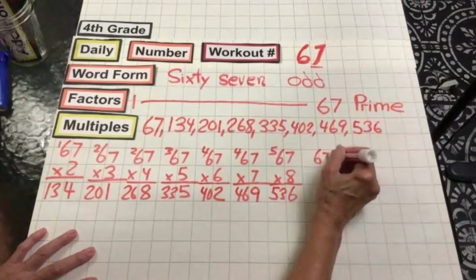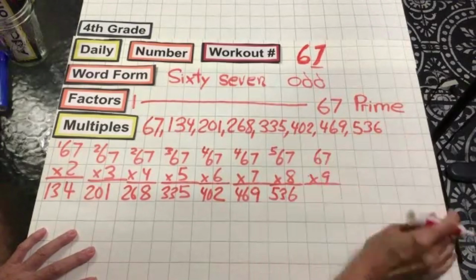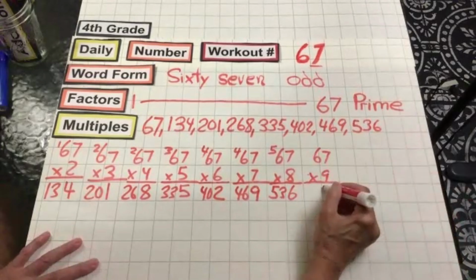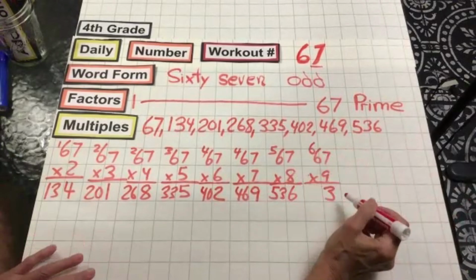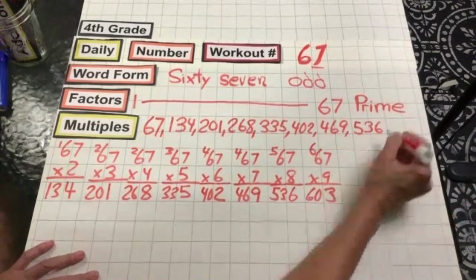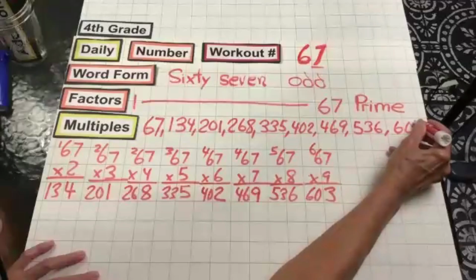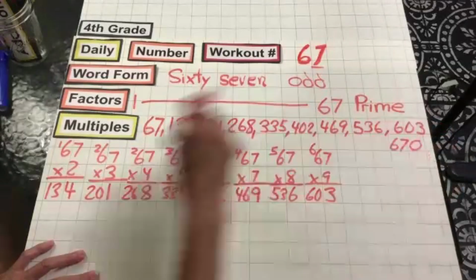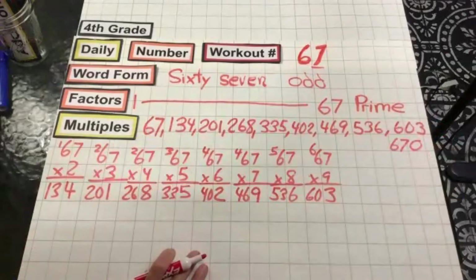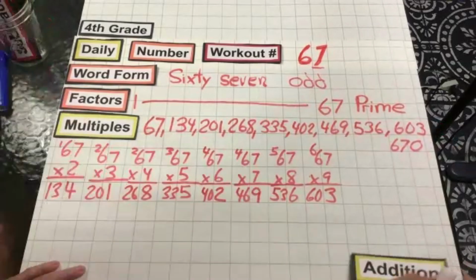536. 67 times 9. 9 times 7 is 63. Drop the 3, carry the 6. 9 times 6 is 54 plus 6 is 60. 603. And 10 times any number is that number with a 0 in the ones place. There's the first 10 multiples of 67. Let's move on to addition.